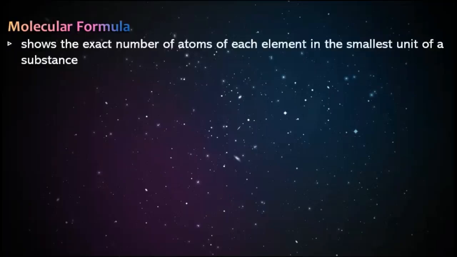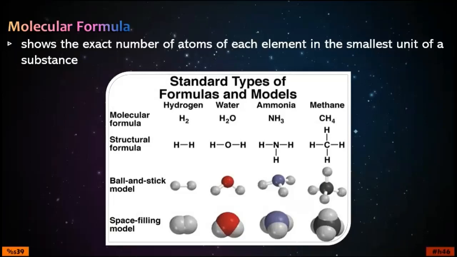For chemical formulas, in specific, we could have a molecular formula or an empirical formula. When we say molecular formula, it shows the exact number of atoms of each element in the smallest unit of a substance. So we have here an illustration of the standard types of formulas and models. Molecular formula of hydrogen, we have H2. For water, we have H2O, ammonia, NH3, and methane, CH4.